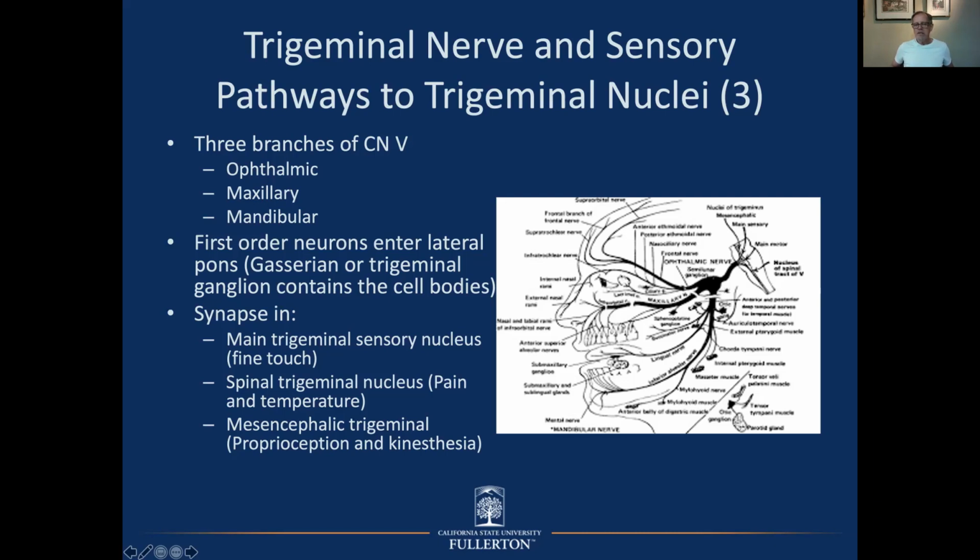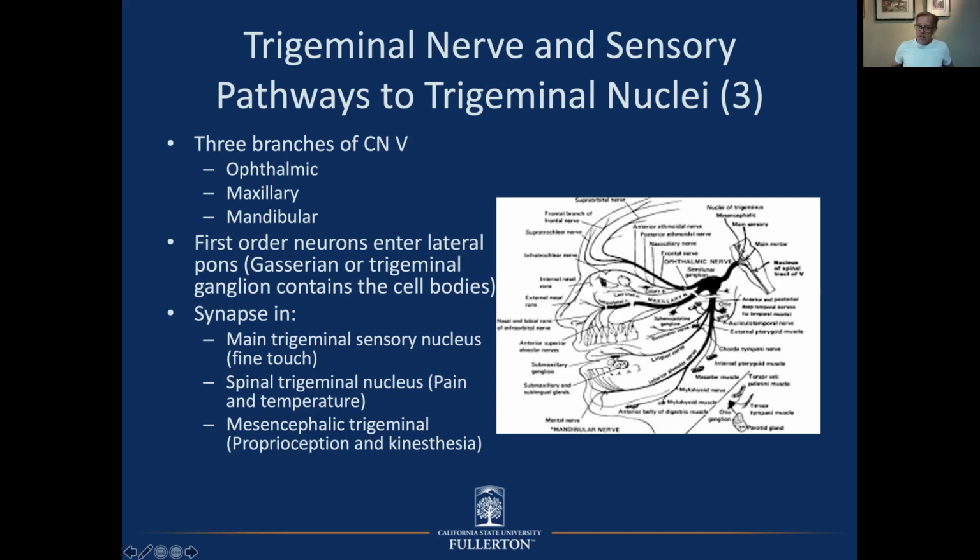I put in parentheses what part of general sensation each one subserves. The main trigeminal sensory nucleus subserves fine touch. The spinal trigeminal nucleus subserves pain and temperature. And the mesencephalic trigeminal nucleus subserves proprioception and kinesthesia.